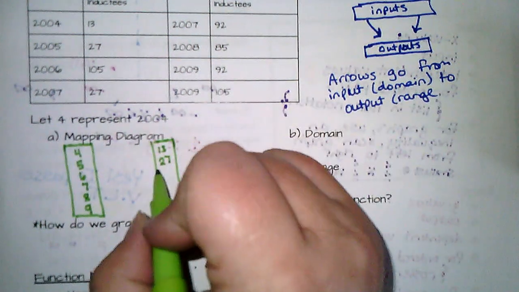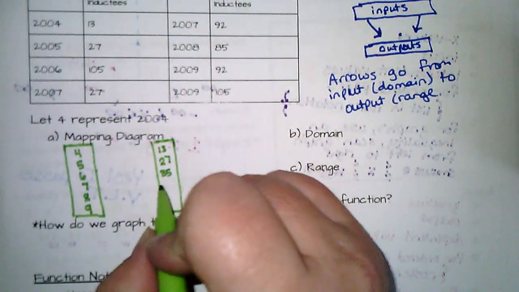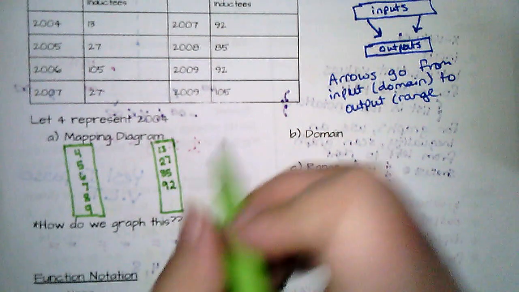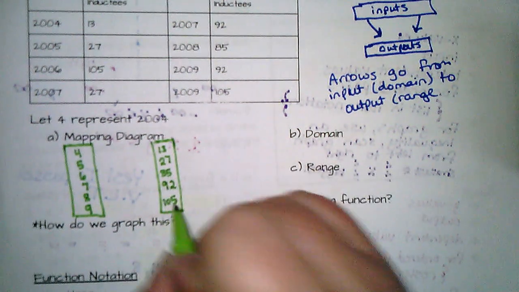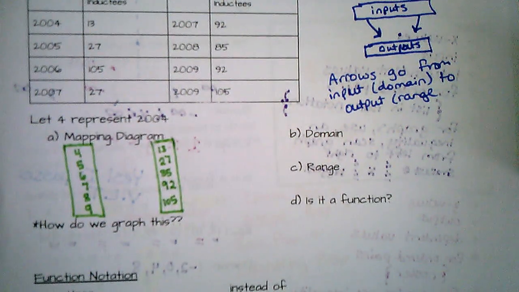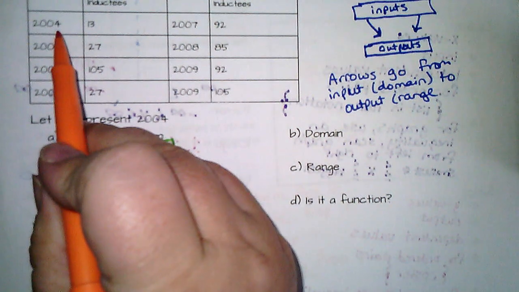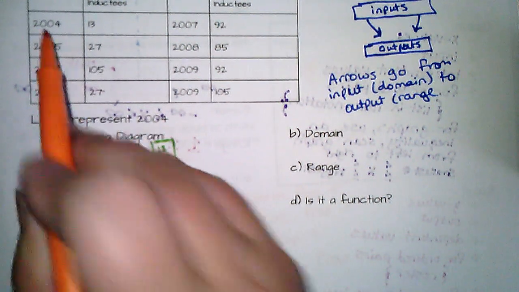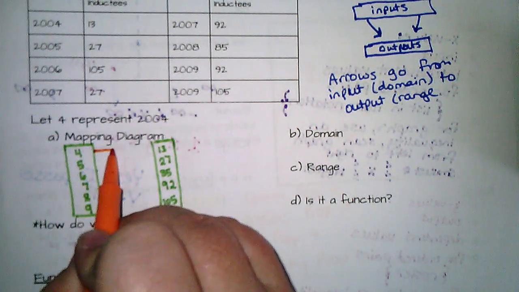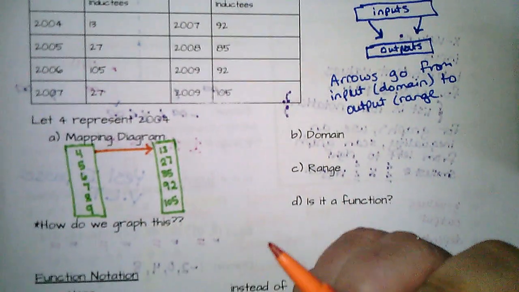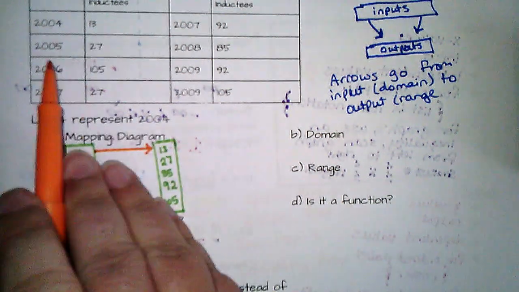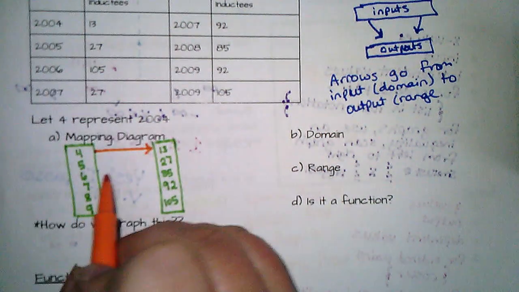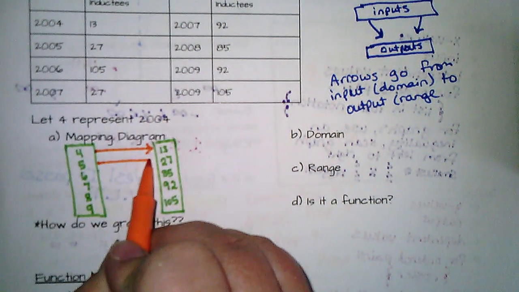Next biggest is 85. That's a big jump. Then 92. And then 105. Hopefully I didn't leave any out. Okay, so then to get the arrows, you're going to take whatever this one says and give it an arrow to that one. So 2004, I start my arrow here and I draw an arrow to 13 because that's how many were in 2004. 2005 needs an arrow to 27.